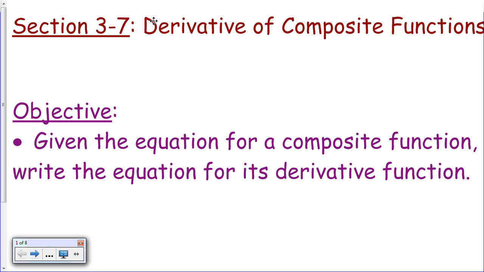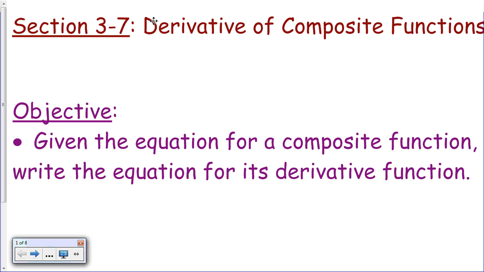You've learned some rules already. We have what we call the power rule, which is the rule for taking the derivative of a power function, thus the name. We have the rule for the derivative of a sum of functions, the rule for the derivative of a constant times a function, and the rule for the derivative of the constant function. You've already seen those four.